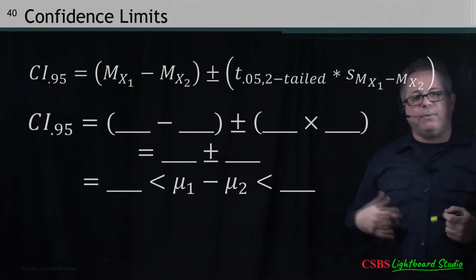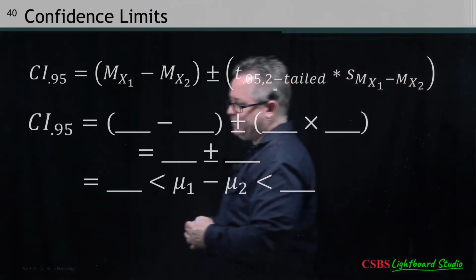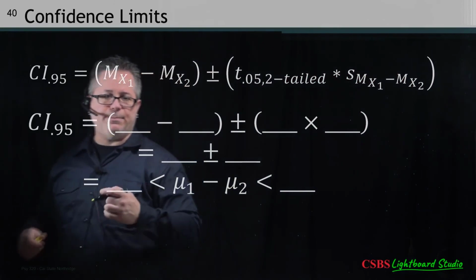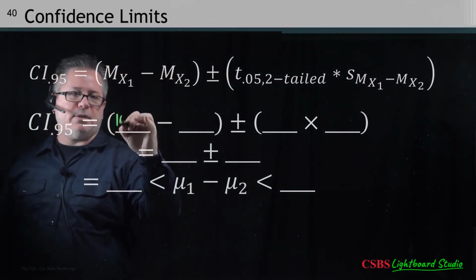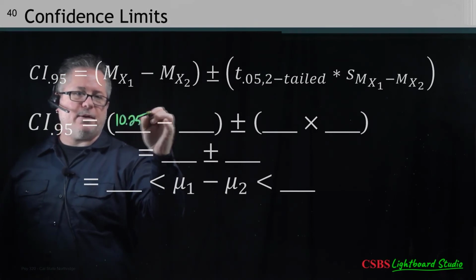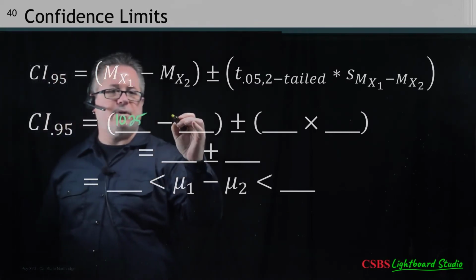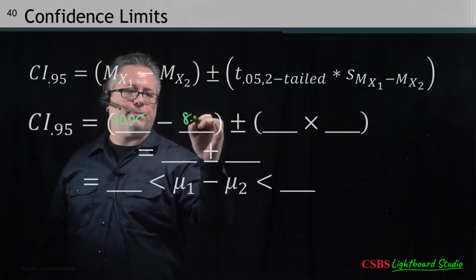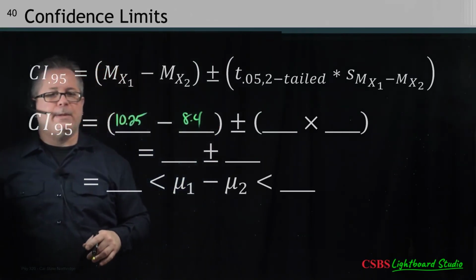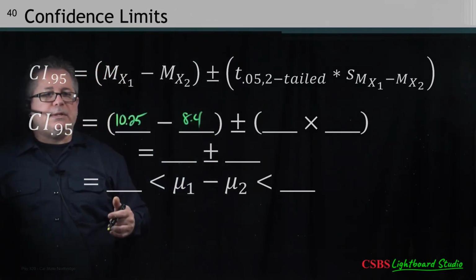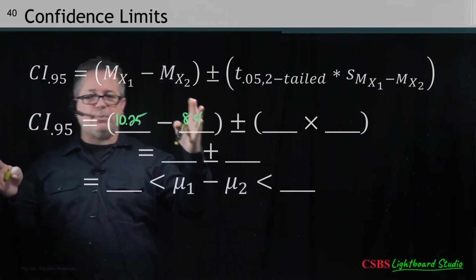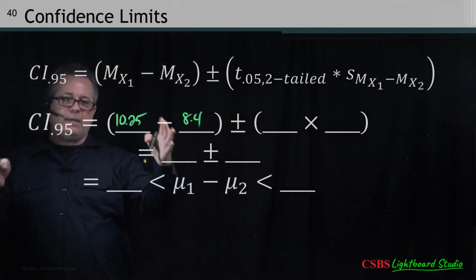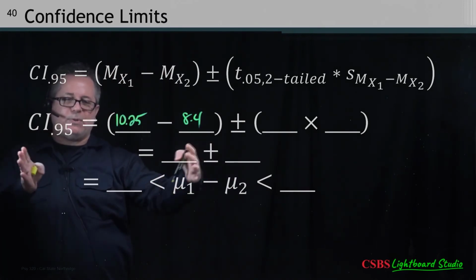So I'm going to take my two means and subtract them. I know this already is 10.25 minus 8.4. All right, so I have that in there. Now I need the two-tailed value. Remember, I want a confidence interval to be equally above and below my estimated difference. That's why it's got to be two-tailed, not one-tailed. If it's one-tailed, it's sort of lopsided.